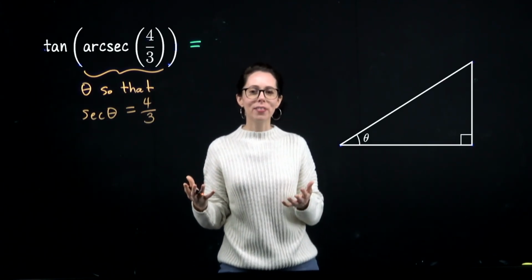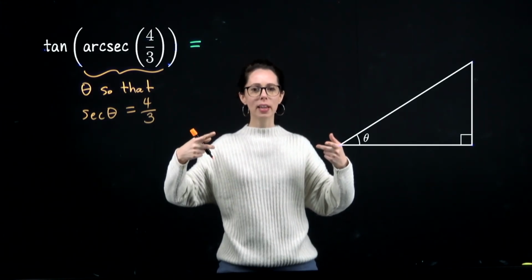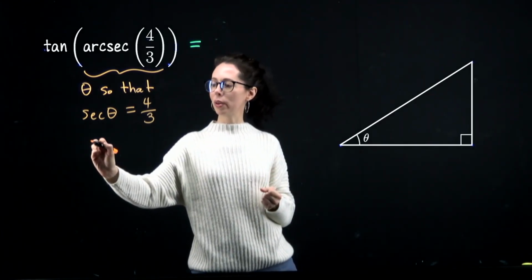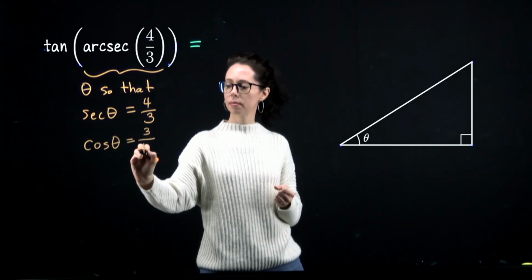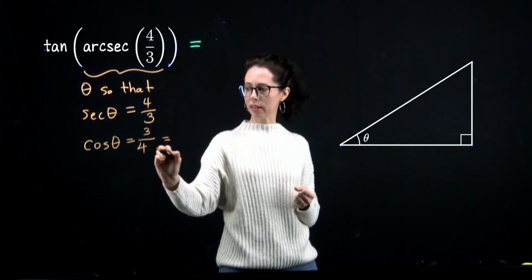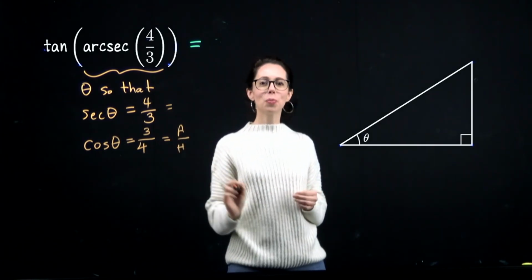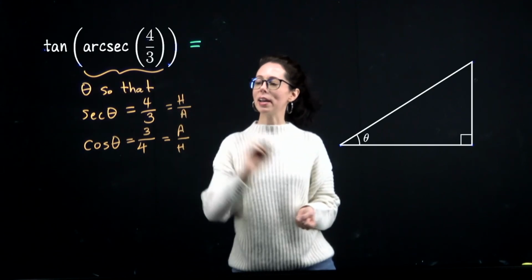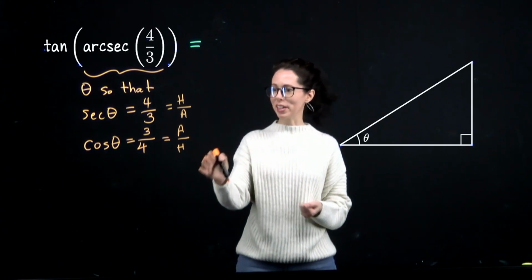I don't like secant if I can switch to sine, cosine, or tangent. So what is secant? It's 1 over cosine. So if I flip both the left and right-hand sides of this equality, we'll get cosine of theta is 3/4. In other words, cosine is adjacent side over hypotenuse. If you're very comfortable with secant, you might have just said, hey, that's the ratio of the hypotenuse to the adjacent side. Okay, so I've got a lot written down here, but it should all agree.